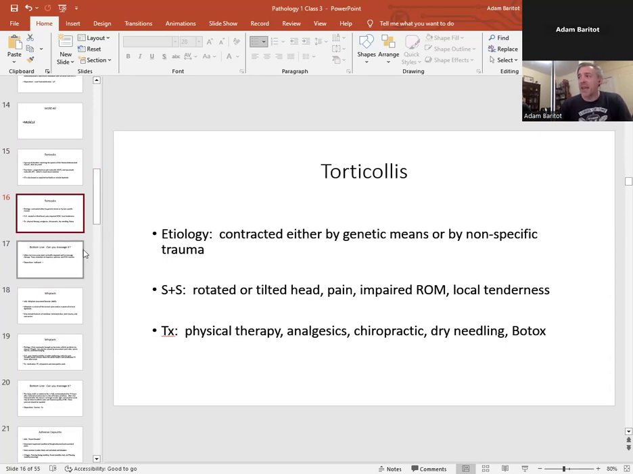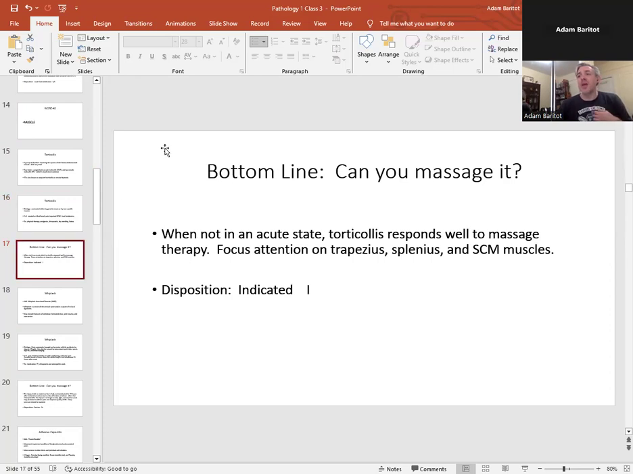Bottom line, can you massage it? When not in an acute state, torticollis responds well to massage therapy. Focus attention on trapezius, splenius, and of course, the sternocleidomastoid muscles. Cervical dystonia, or spasmodic torticollis, or torticollis of any variety, is considered indicated, capital I.